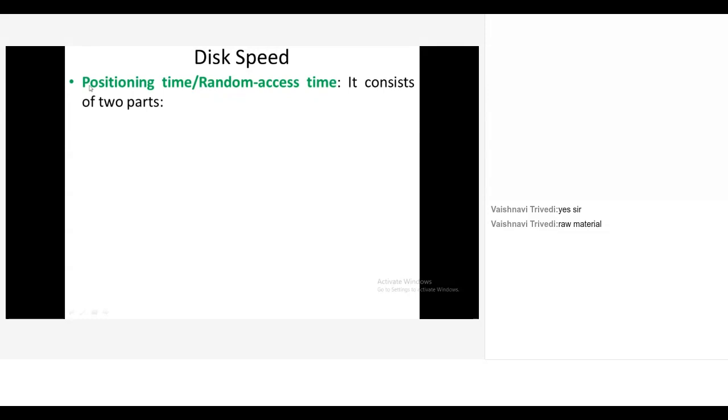Now, this positioning time or random access time consists of two parts. First one is seek time, and next one is rotational latency time. Seek time is the time necessary to move the disk arm to the desired cylinder. To reach a particular sector, you have to reach a particular cylinder, and the time taken to reach your desired cylinder is called seek time.